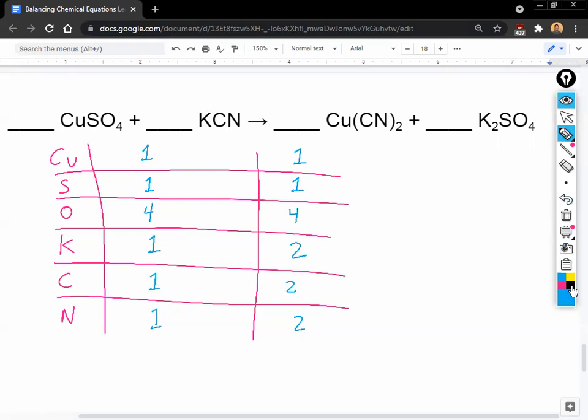Okay, so if you take a look at it, copper is balanced, sulfur is balanced, oxygen is balanced, but K, C, N are not balanced. Okay, so which side needs more, left side or right side? Yeah, left side. So we just add KCN, we just put a 2 here, and we are all balanced out. That's it. Super easy.